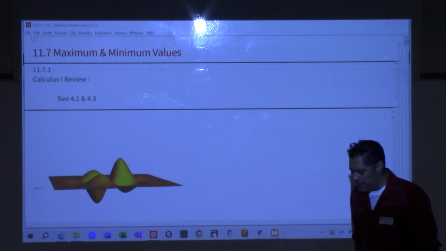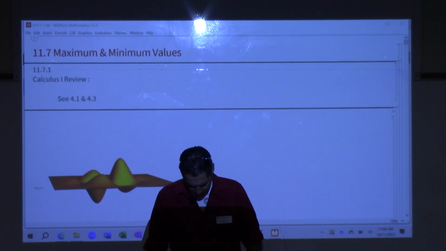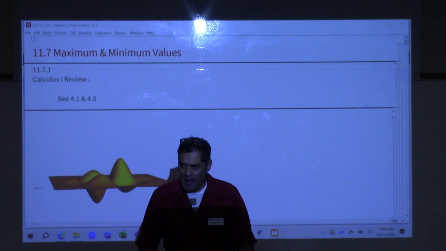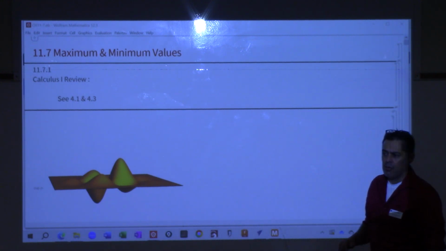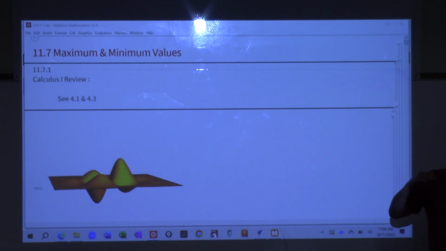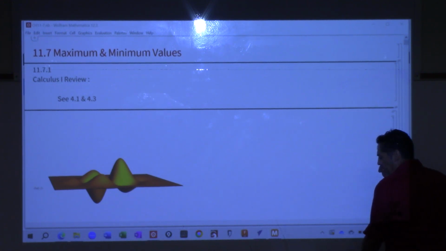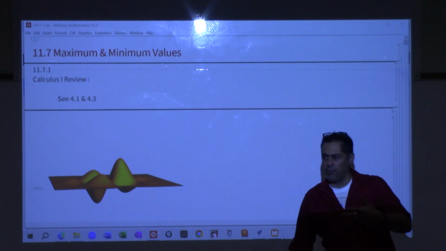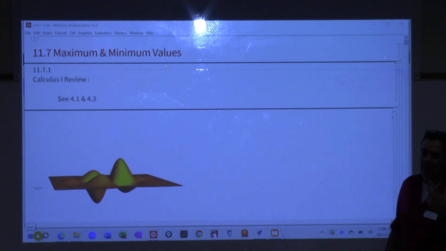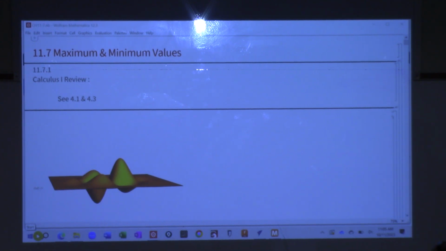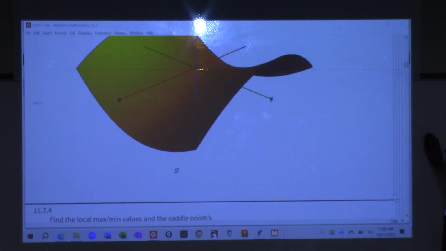Y'all remember what we were doing last time? Trying to find local max and local mins of surfaces. There were no domain restrictions when we were doing that. We were just saying, here's a surface, find local max, local min, and possibly saddle points. We figured out what the critical points were, then calculated D, capital D, for each of those critical points. Depending on what that D turned out to be, it would determine whether or not we have a local max or min.